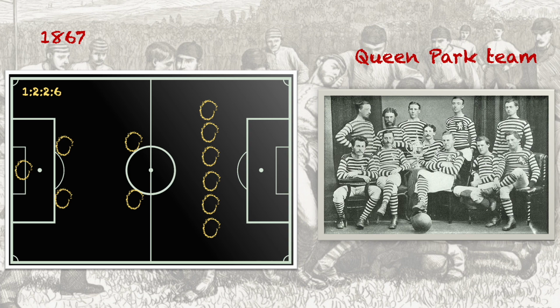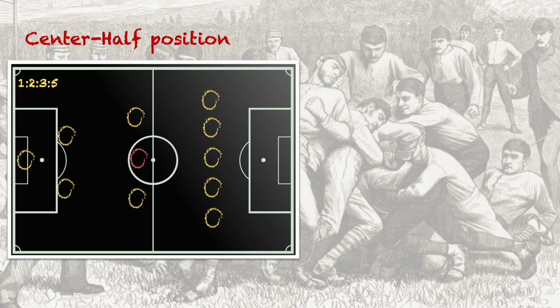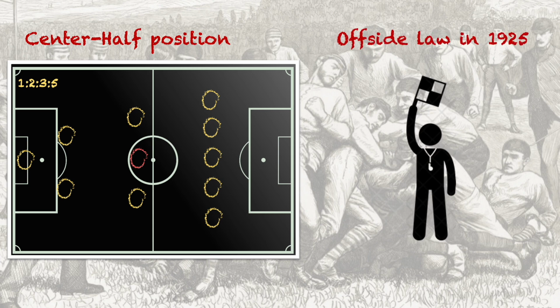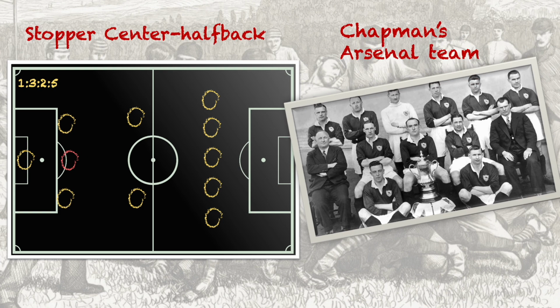This innovation ushered in the era of the 1-2-2-6 formation, enhancing attacking prowess while fortifying defensive lines. As the sport continued to evolve, the importance of team effort became increasingly apparent. Enter the attacking center half position, bridging the gap between offense and defense. Then, in 1925, a pivotal offside law change sparked a surge in offensive play, prompting Herbert Chapman of the Arsenal team in England to introduce the stopper center halfback system.